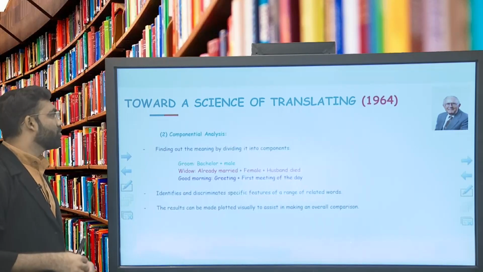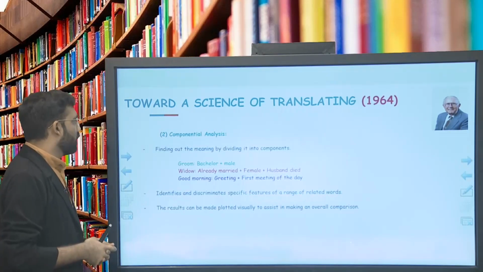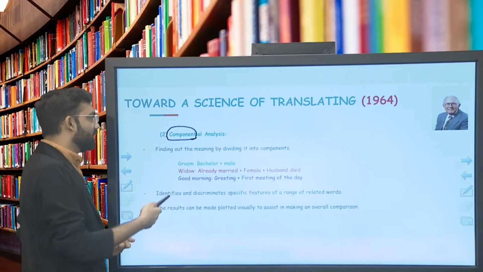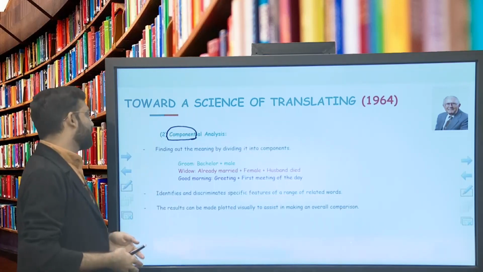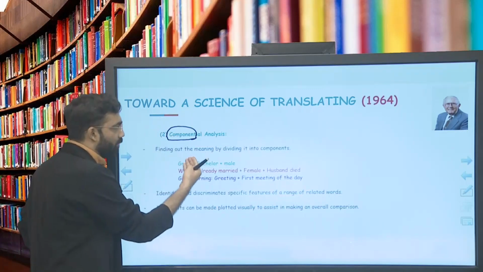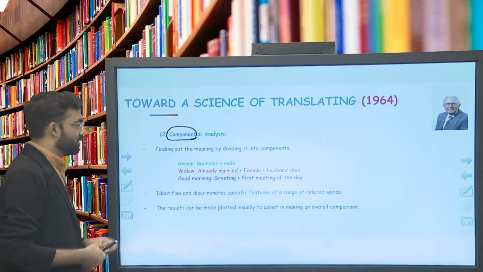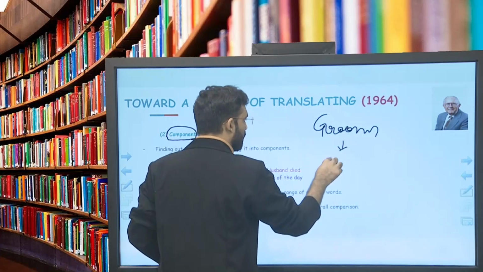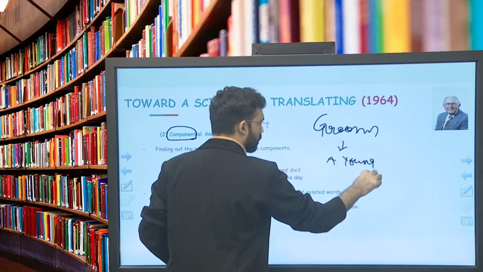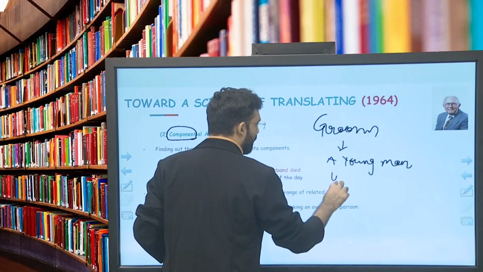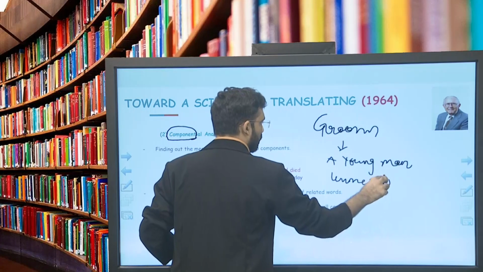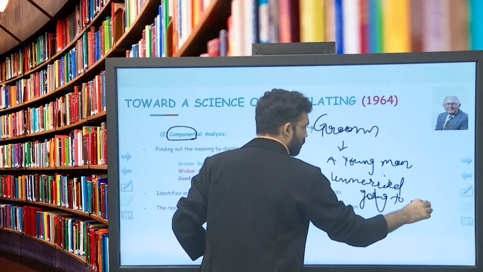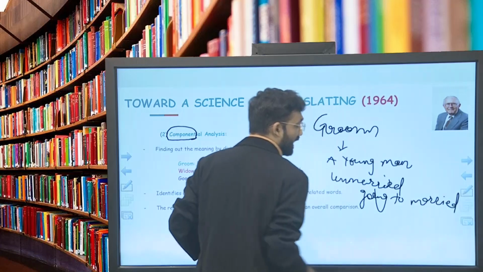Second is componential analysis. You know component, right? I'm sure you know the word component from componential analysis. What you do here is you find out the meaning by dividing into various components. Suppose here we have the word groom. So who is a groom generally called? A young man mostly, who is unmarried, going to get married, king of the wedding day.